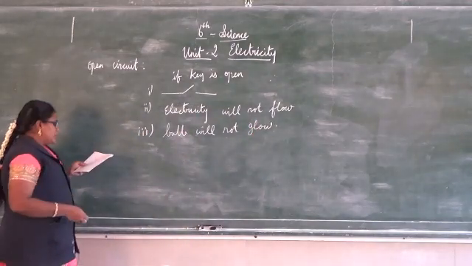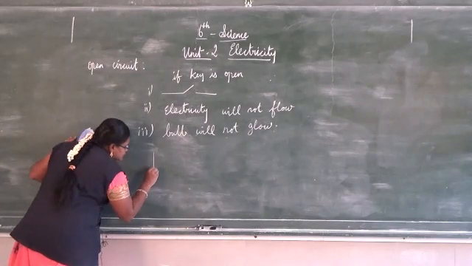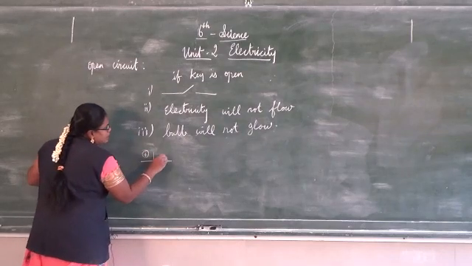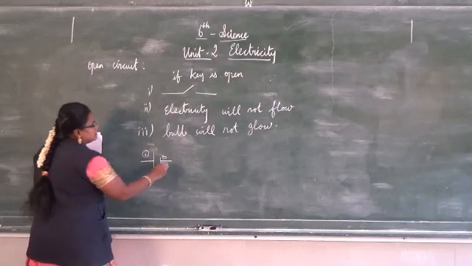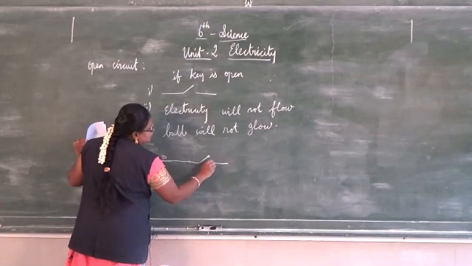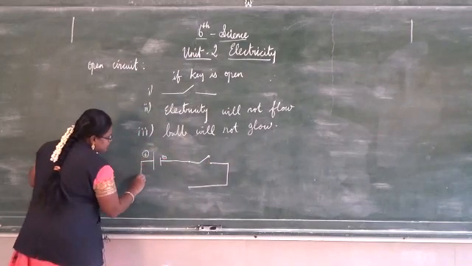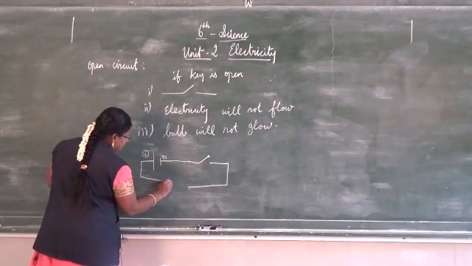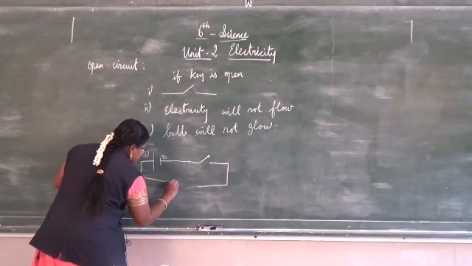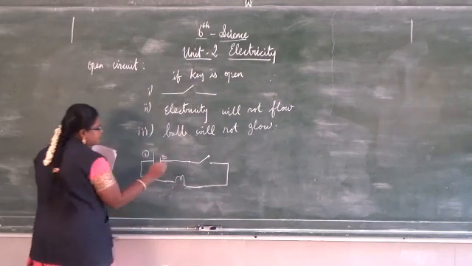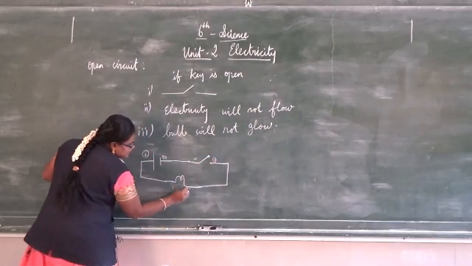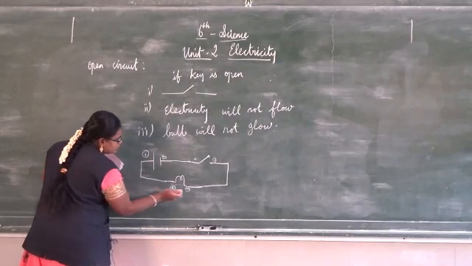For example, we are drawing a simple diagram. Imagine we are taking a cell, that means positive, negative. We are going to draw in symbol form only. Next, the key is open like this, then it is connected to a bulb. Understand, children? It is a bulb symbol. Here positive, negative, again here positive, negative. So this side again negative, positive.